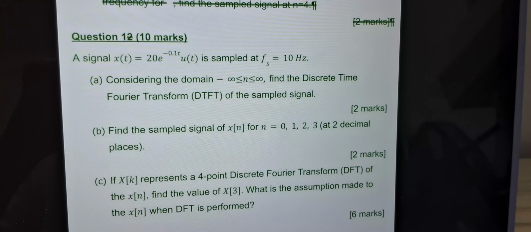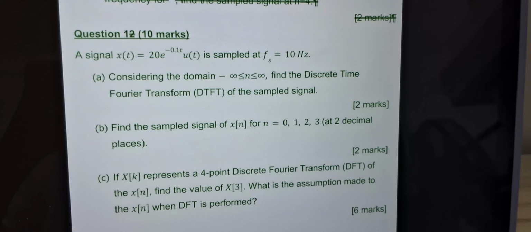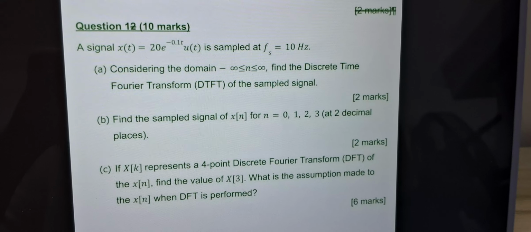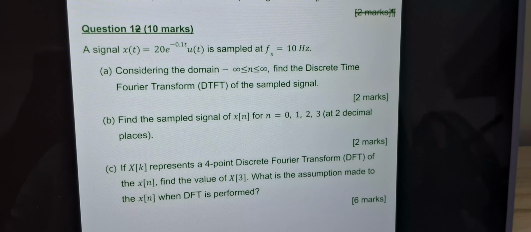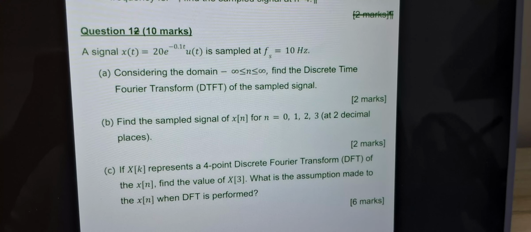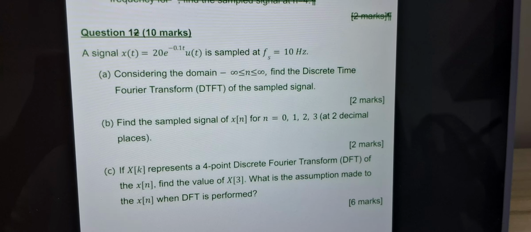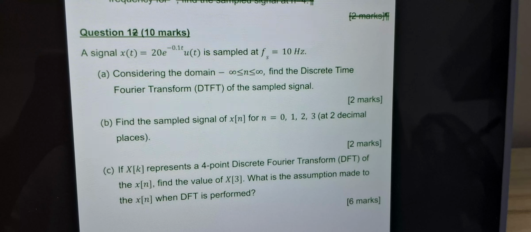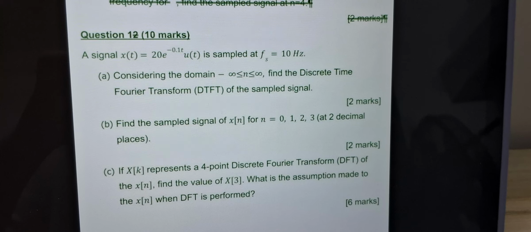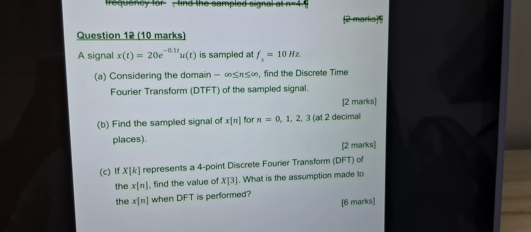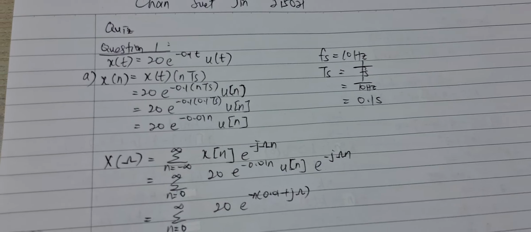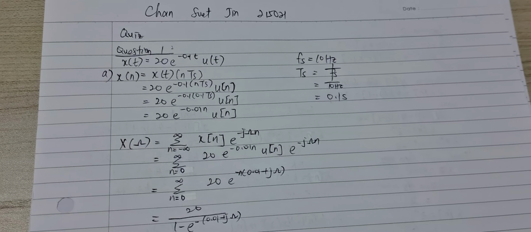Good morning, doctor. This is question 1, which has 3 parts. For a signal x(t) equal to 20 e^(-0.1t) u(t), we need to find the DTFT. Okay, this is my answer.